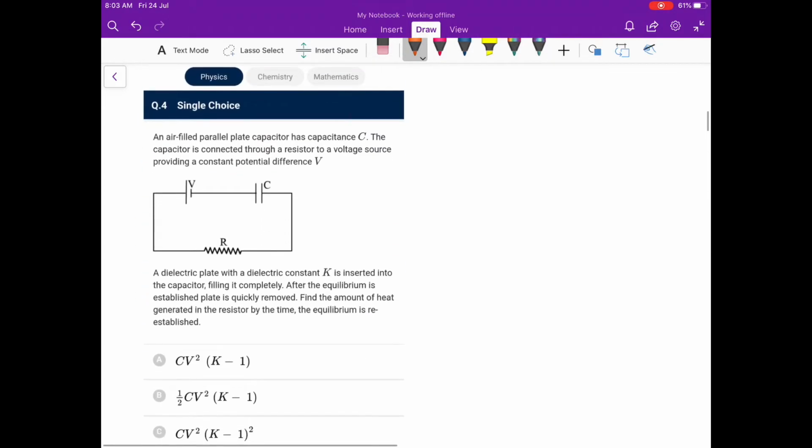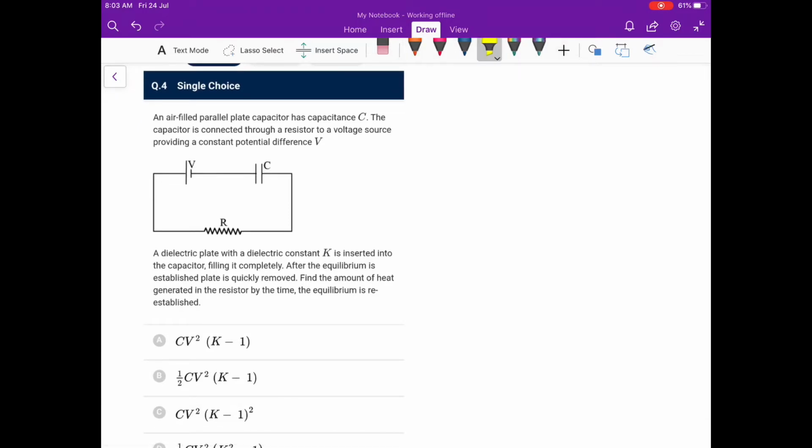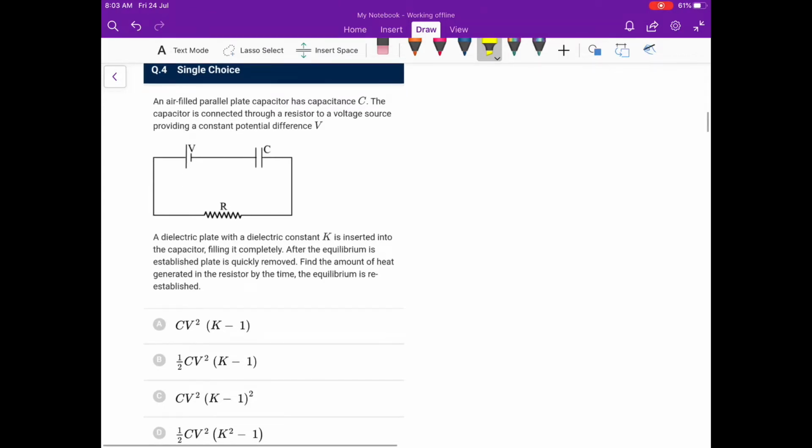Next, an air-filled parallel plate capacitor has a capacitance C. The capacitor is connected through a resistor to a voltage source providing a constant potential difference V, okay. So it's an RC circuit. A dielectric plate with constant K is inserted into the capacitor, filling it completely. After the equilibrium is established, the plate is quickly removed. Find the amount of heat generated in the resistor by the time the equilibrium is re-established, okay.